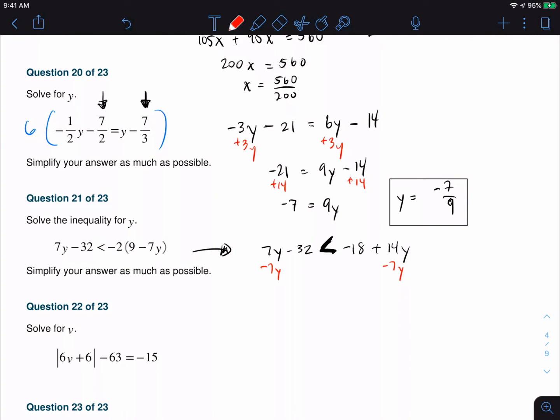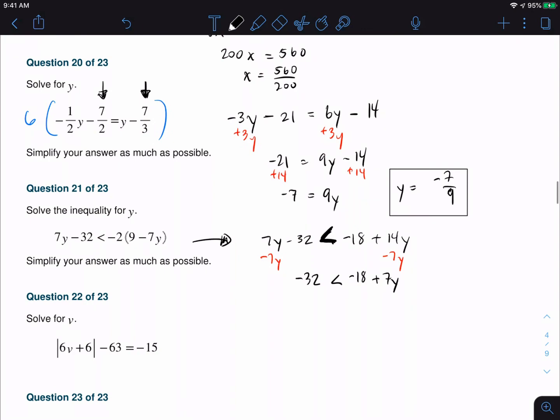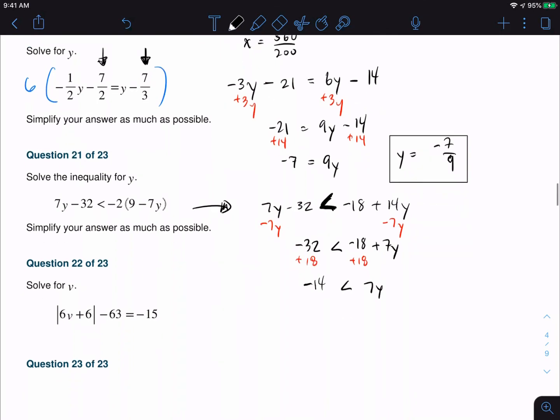All right, now from here, first off, I'm going to subtract 7y, so I'm going to end up with a negative 32 less than 18 plus 7y, right? Yes. Then I'm going to add 18 and add 18. And so I'm going to have 7y, and what's that going to be? A negative 14? So then dividing by 7, I'm going to get a negative 2. So negative 2 is less than y.